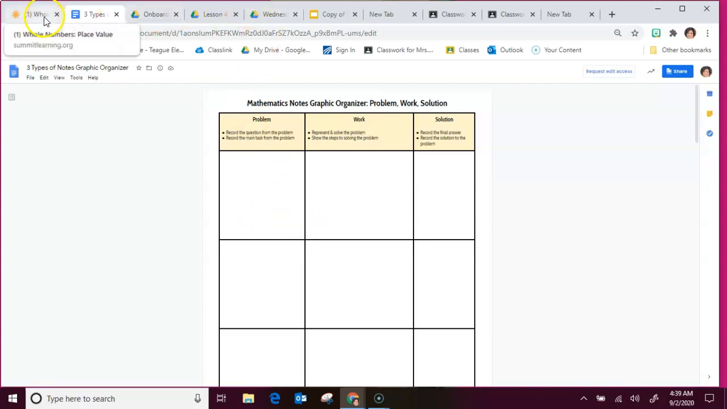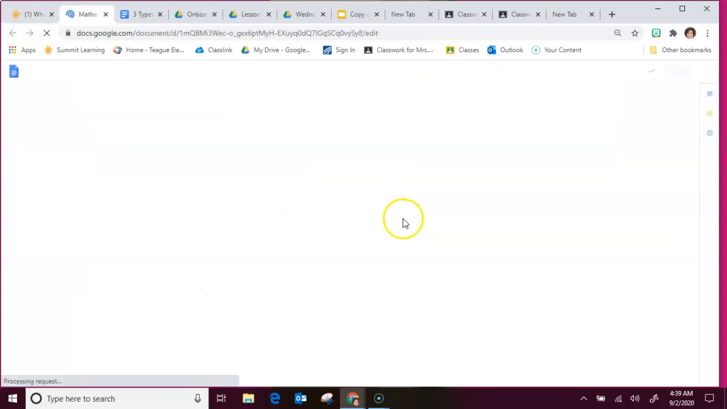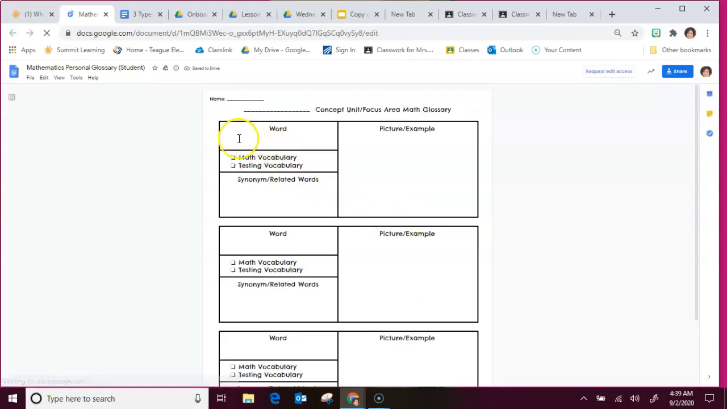So now let's look at, where am I? Those were the three types of note takers. This is the personal glossary. This is where you're going to record vocabulary that you might be unfamiliar with. You might write down expanded notation, math vocabulary, and a synonym, or a word that means the same or related words. And then draw yourself a picture. For me, if I was doing expanded notation, I would write a number in expanded notation here in my example.